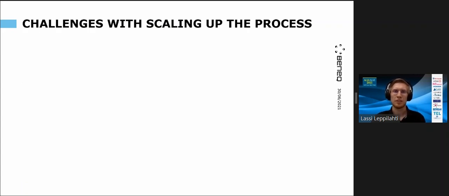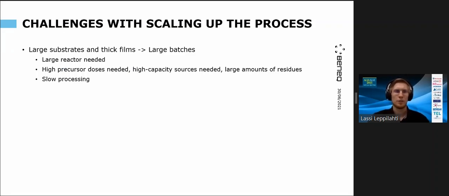So now we've selected our material and our process, or the deposition method. So let's start coating parts. The first thing to notice is the parts themselves are very large, and they require thick films. We're talking about 500 nanometers or more. So this leads to large batch sizes, and large also in dimensions. So we need a large reactor that can handle this. We need high precursor doses, which puts some requirements on the precursor itself, as well as on the tool to be able to deliver these. High capacity sources, as well as the capability of handling large amounts of residues. So a lot of tool requirements.